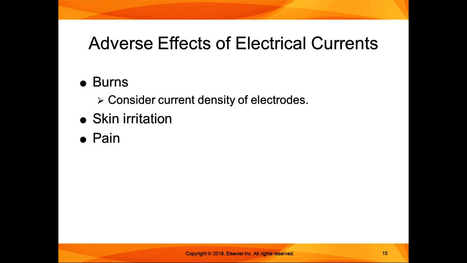The potential adverse effect of electrical currents: burns. We will talk about the current density of electrodes, and how skin irritation is a potential adverse effect. Most of the time you'll have the skin application adverse effects with direct current, so with iontophoresis and some of the other ones. But it is a potential with any electrical current. And pain. You could stimulate those pain nerves and cause someone pain. So of course we're working with our patient to find an application that is tolerable for them.